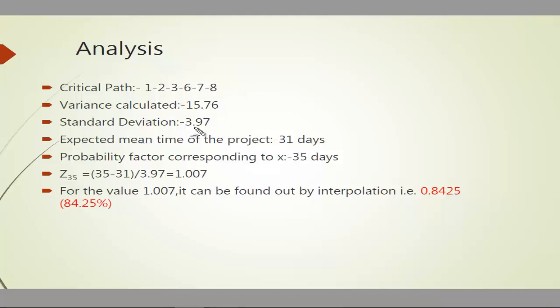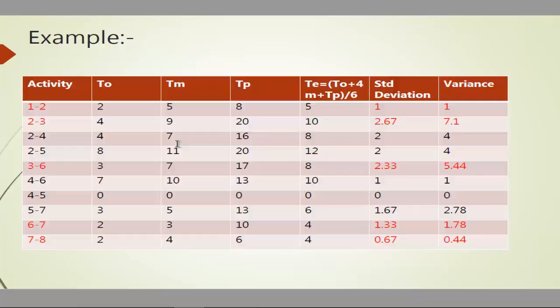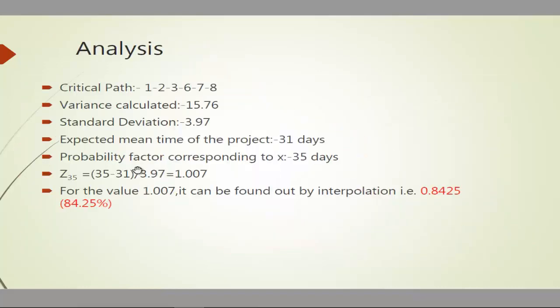Variance is calculated in standard deviation, we calculated that, and the expected mean time of the project is 31 days. Now if you see here, this was the standard deviation formula, so variance, and this is the days calculated, that is scheduled duration minus expected duration divided by standard deviation. That is 35 minus 31 divided by 3.97, which is the standard deviation. That's calculated to be 1.07. Just do the maths.